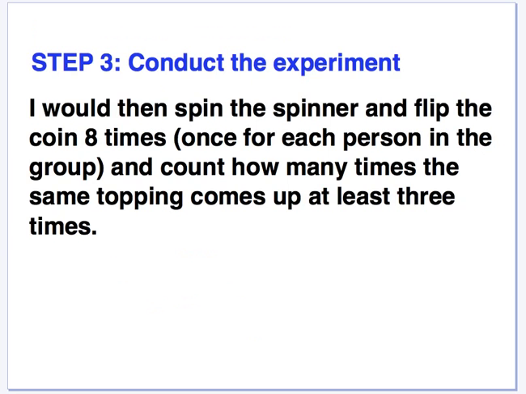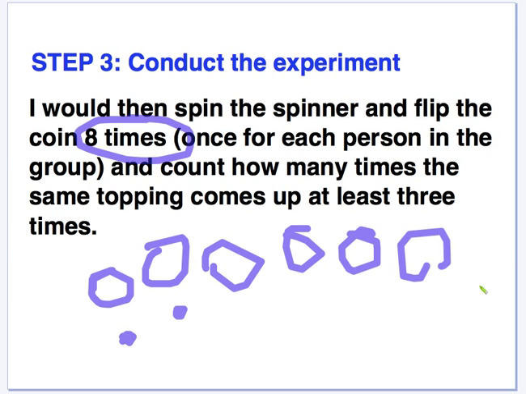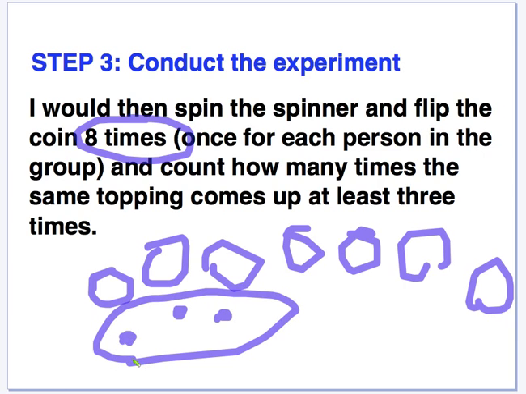Once I've assigned my values, I actually conduct the experiment. I spin the spinner and I flip the coin 8 times. And I'm doing that 8 times because there are 8 people in the group. Basically what I'm trying to see is, okay, here's person 1. I want to flip the coin and spin the spinner to see what their favorite topping is. Then there's a second person, so I'm going to spin the spinner and flip the coin and see what their favorite topping is. I'm going to do this for all 8 people in the group. And then I'm going to look at the results, right? And I'm going to say, oh wow, as it turns out, in this first time that I did this experiment, I only did this once, there were at least 3 people who chose bacon or whatever it may be, pepperoni. So that is a successful experiment.